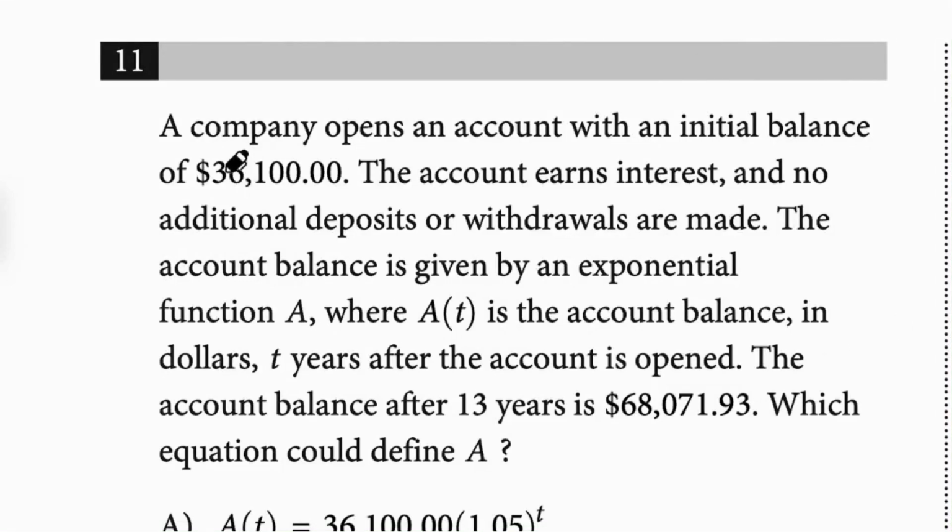Question number 11. A company opens an account with an initial balance of $36,100. The account earns interest, okay, and no additional deposits or withdrawals are made. The account balance is given by the exponential function, okay, where A(t) is the account balance in dollars t years after the account is opened, the account balance after 13 years is this much. Which equation could define A?